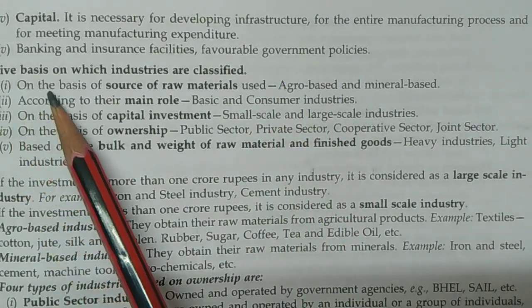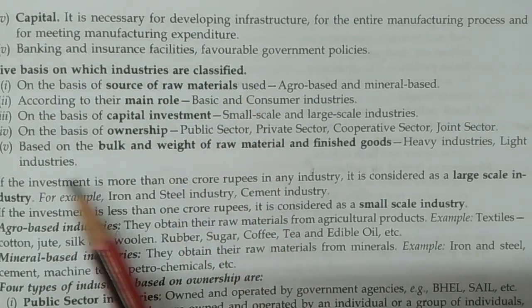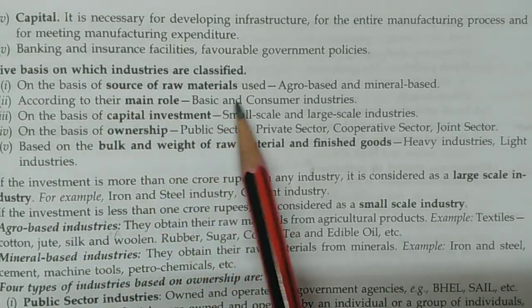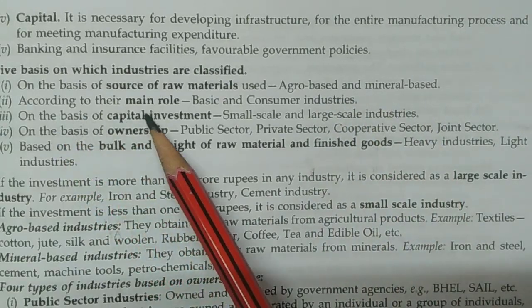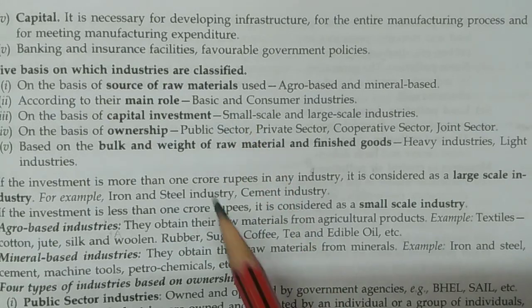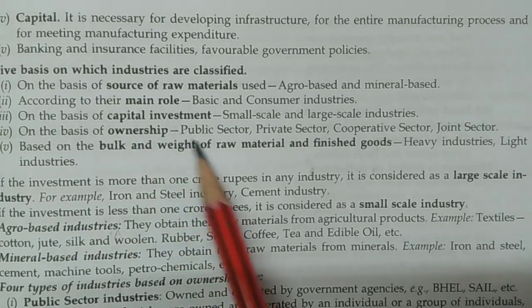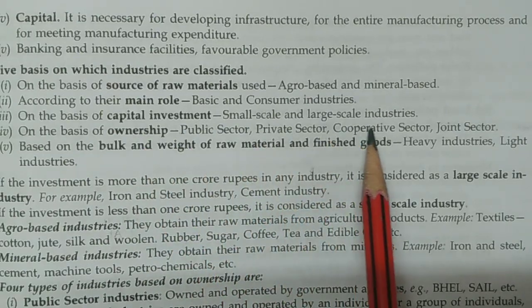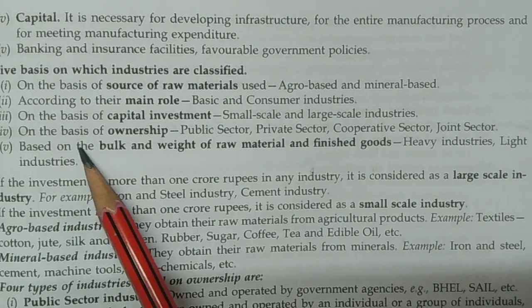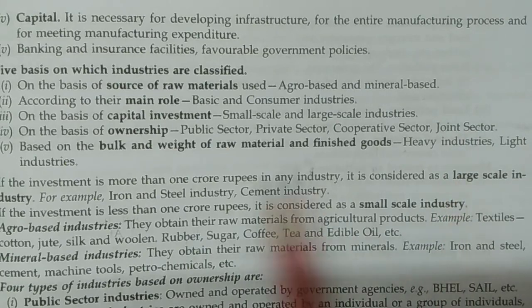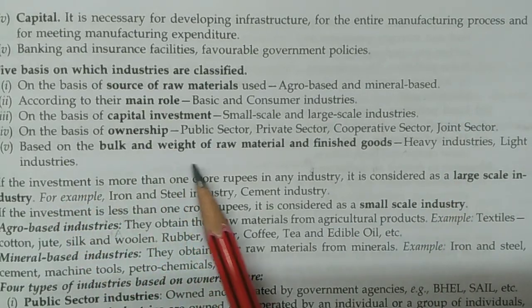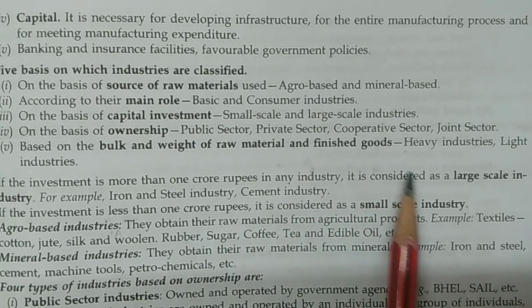Now next, five bases on which industries are classified. On the basis of source of raw material used: agro-based and mineral-based. Second, according to their main role: basic and consumer industries. Third, on the basis of capital investment: small scale and large scale industries. Fourth, on the basis of ownership: public sector, private sector, cooperative sectors and joint sectors. Fifth, based on the bulk and weight of the raw materials and finished goods: heavy industries and light industries.